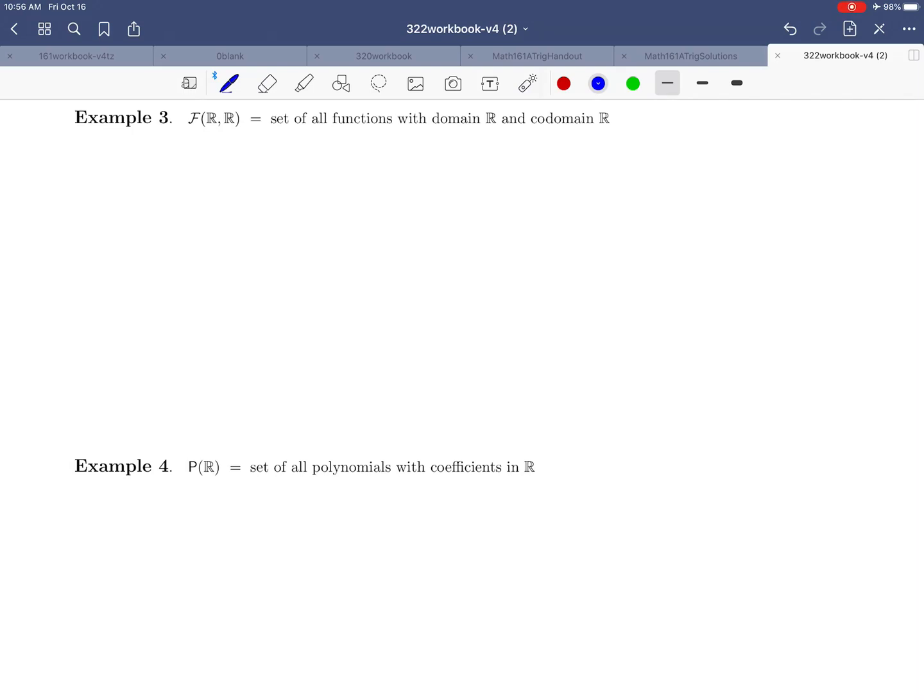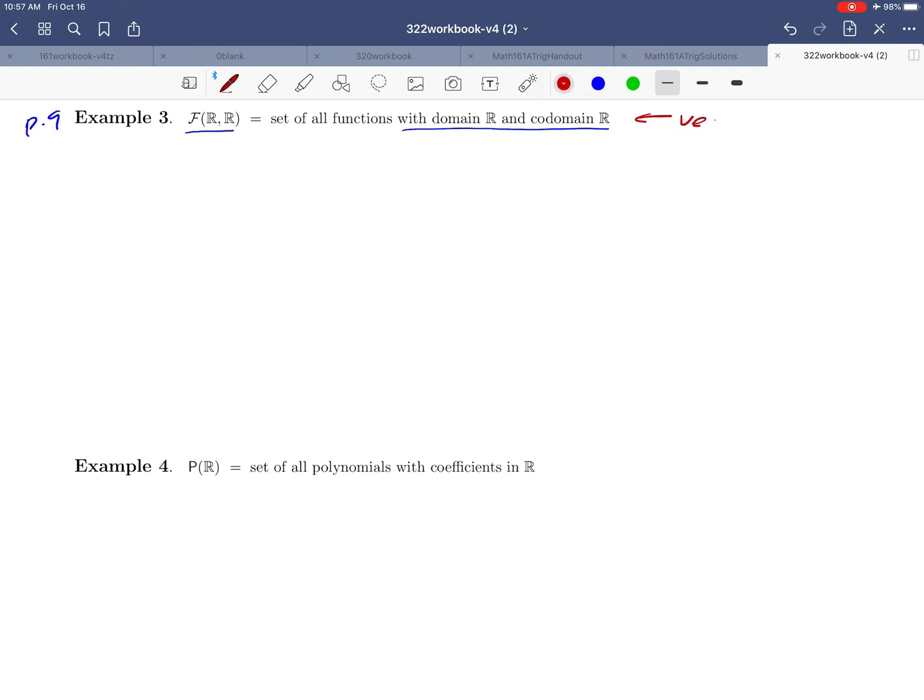Hello everybody, and welcome to example 3 on page 9. This is going to be another example of a vector space, and it's going to introduce some new notation for us at the same time, so let's read this together. They start us off with a set that looks like F of R. That notation represents the set of all functions with domain R and codomain R.